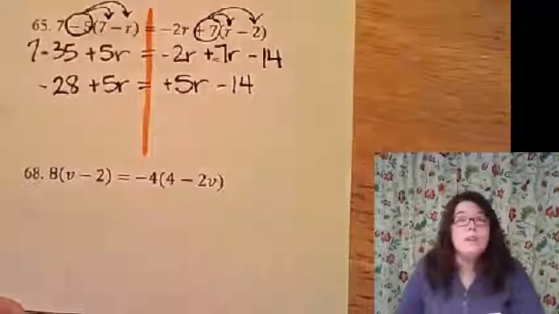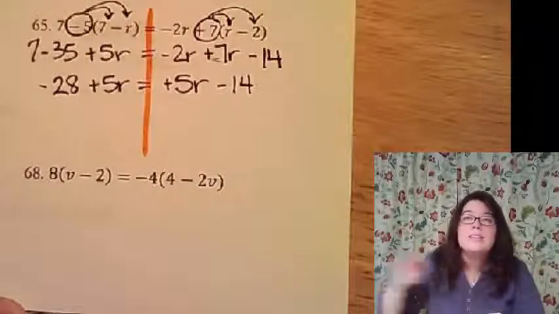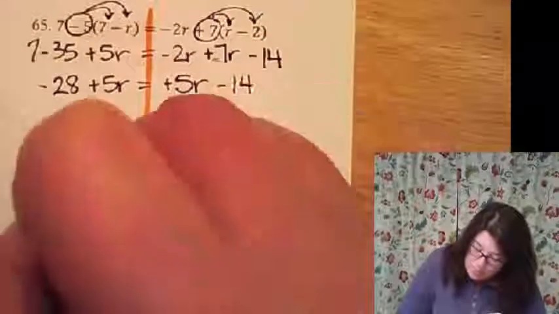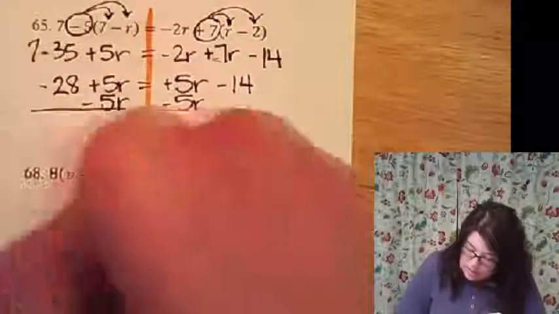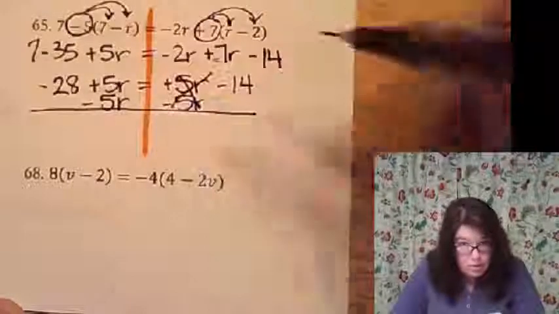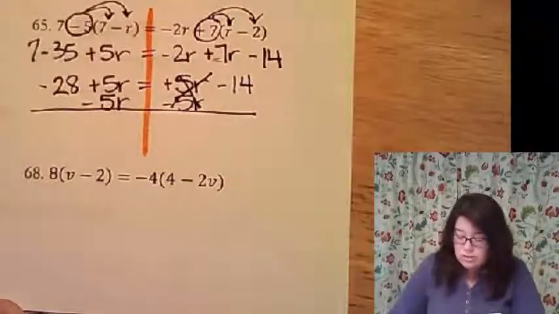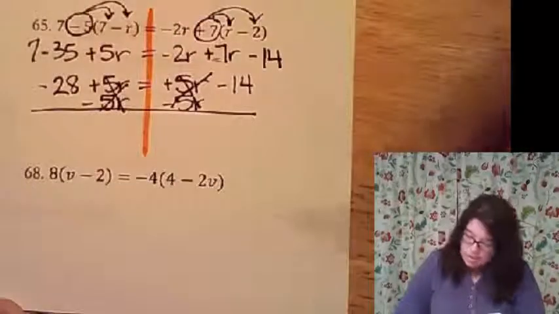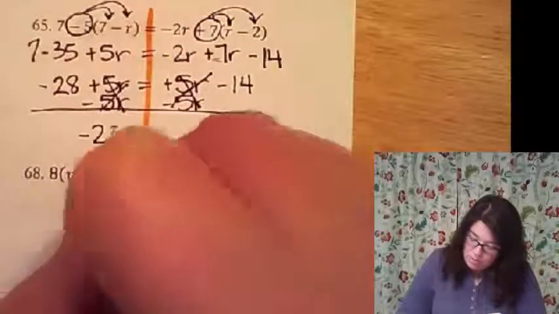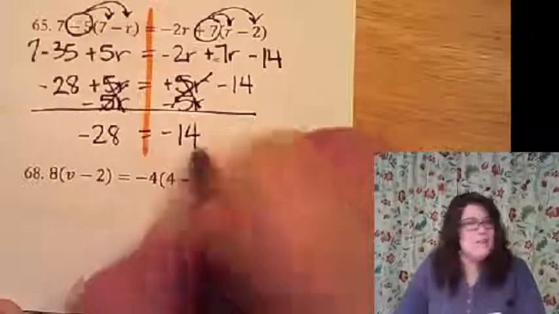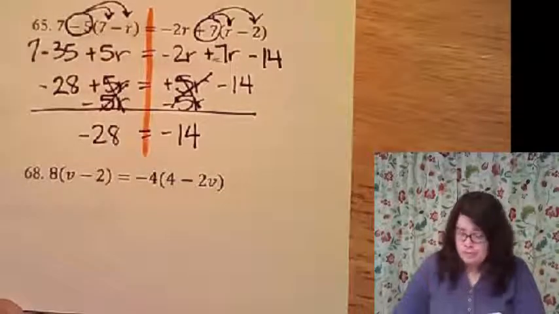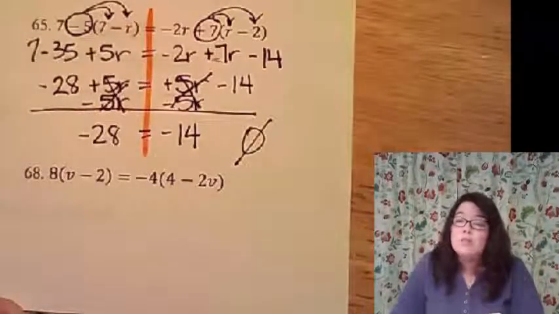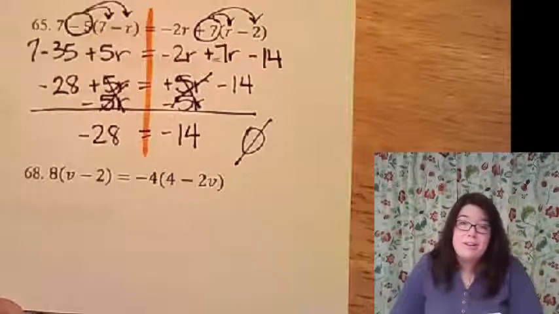Now, get your variables here, put your constants there. So I'm going to move this variable term over to the other side. Uh-oh. It's going to cancel here, which is what I was trying to do. I wanted to get it away from there, move it over to the other side. But it cancels on the other side too. Crazy. So then we have negative 28 equals negative 14. Well, that's not true. That'll never be true. So my solution then is no solution. So there's no solution to that problem. Nothing will ever make it true.